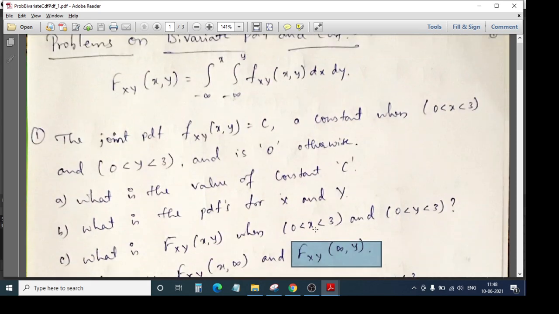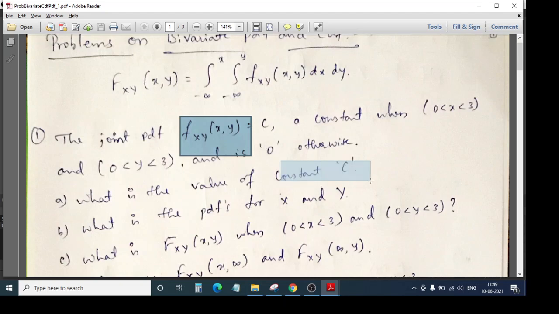Okay, so let us summarize what has been given. See here friends, he has given us the PDF and the first thing he has told us is that we should find the constant c, and the value of x is between 0 to 3 and the value of y is also between 0 to 3. So the first question is we need to find the constant c. Next, we need to find the PDFs for x and y.